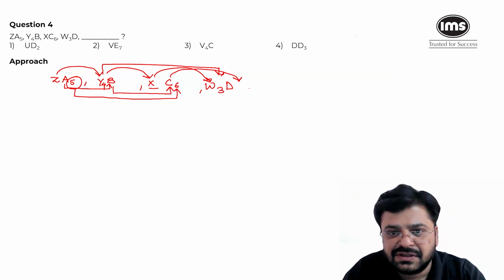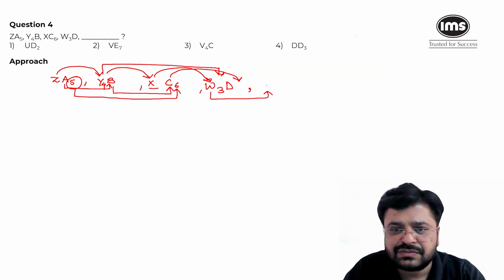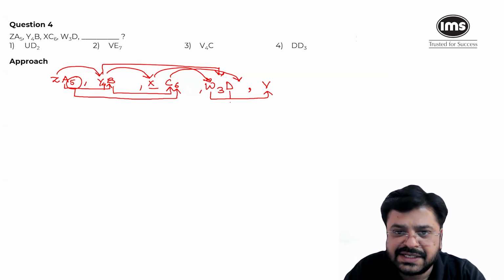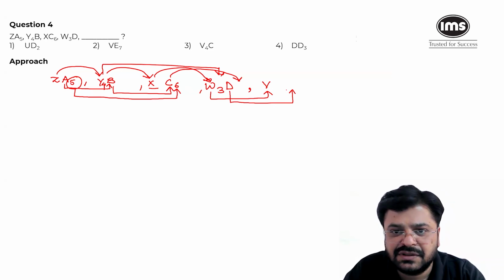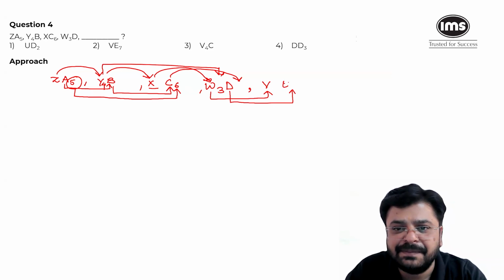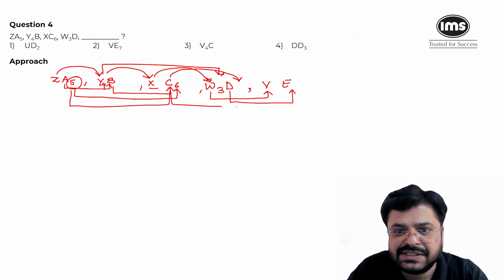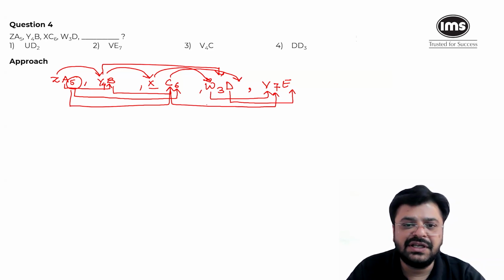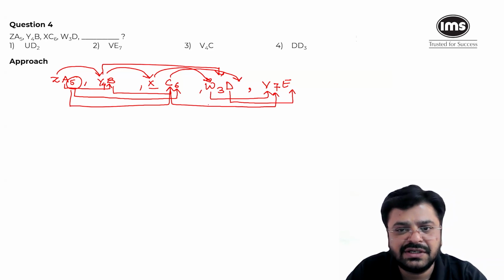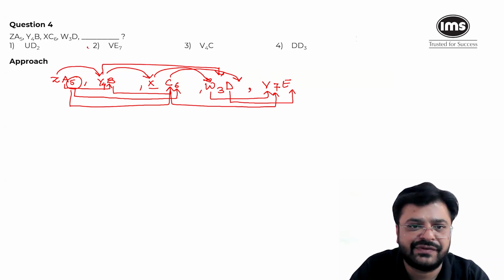Now, the next term would be the previous term of W, which is V. The next alphabet after D is E. And here we will pick 5, 6, and it should be 7. The numbers are basically increasing in alternate terms. So the answer is V, E, 7.